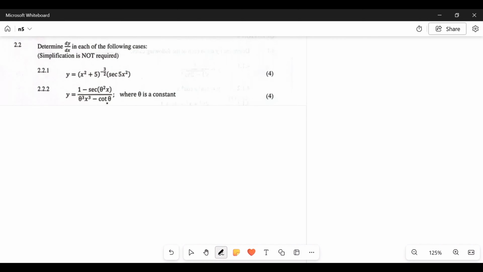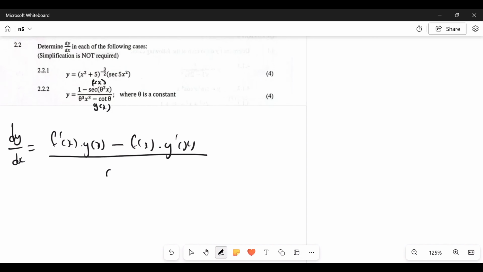So when you look at this, this is actually the quotient rule. So the numerator, we can say it's f of x, and then the denominator, we can say is g of x. So when you differentiate this using quotient rule, the formula goes like this. It's gonna be f of x prime multiplied by g of x minus f of x multiplied by g of x prime. Then all this is gonna be divided by g of x, and then we square it. There we go. So this is the formula for quotient rule.